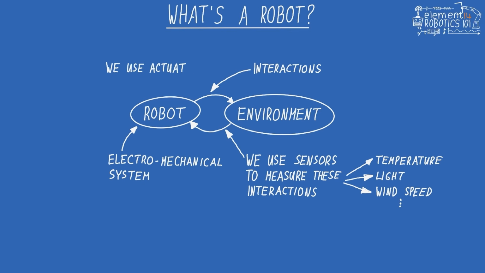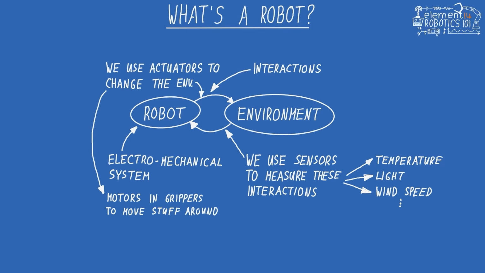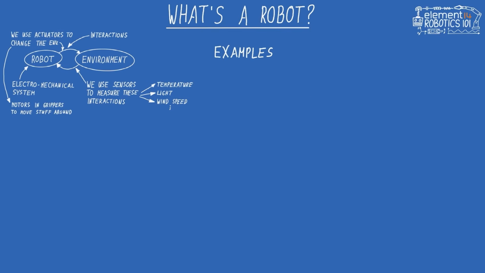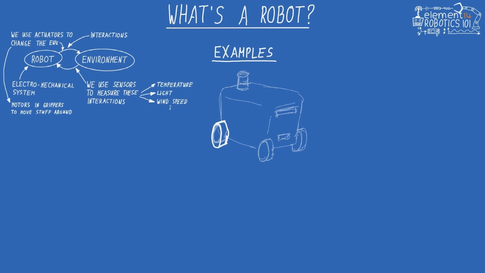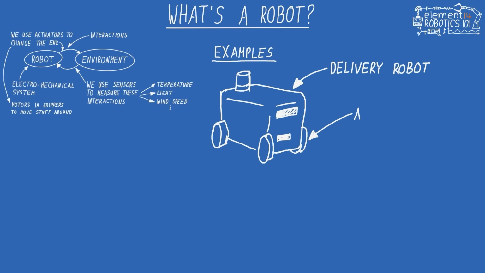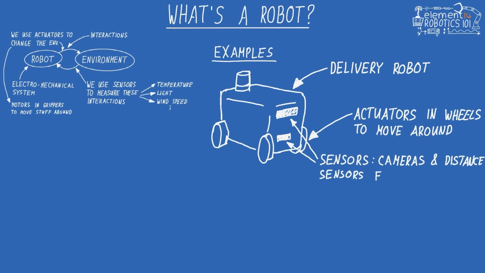On the other hand, the robot can interact with and influence the environment it is in. It does this through actuators. Imagine a small gripper on a robot moving stuff around. Some common examples of robots would be things like delivery robots, which drive around delivering packages. They have motors in their wheels to drive and a bunch of sensors like cameras and distance sensors to make sure they don't crash into things.